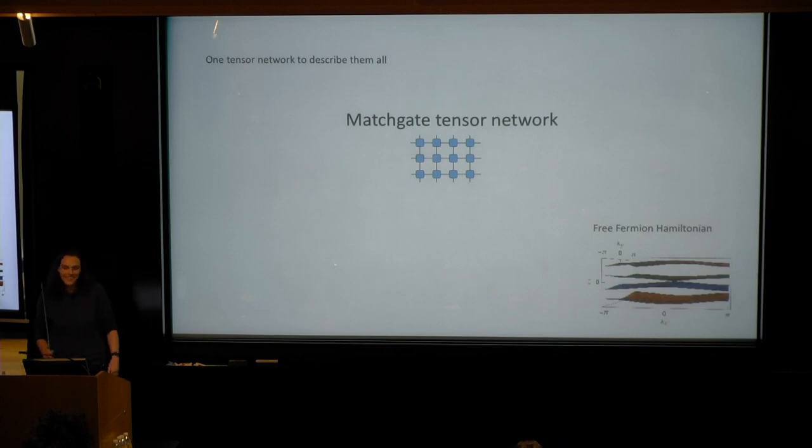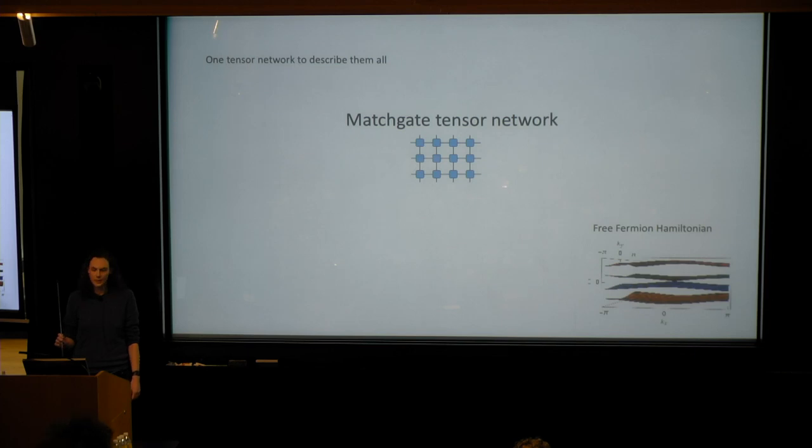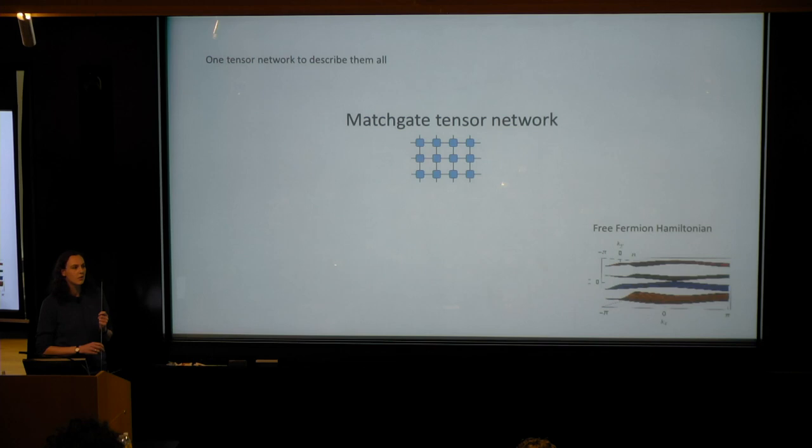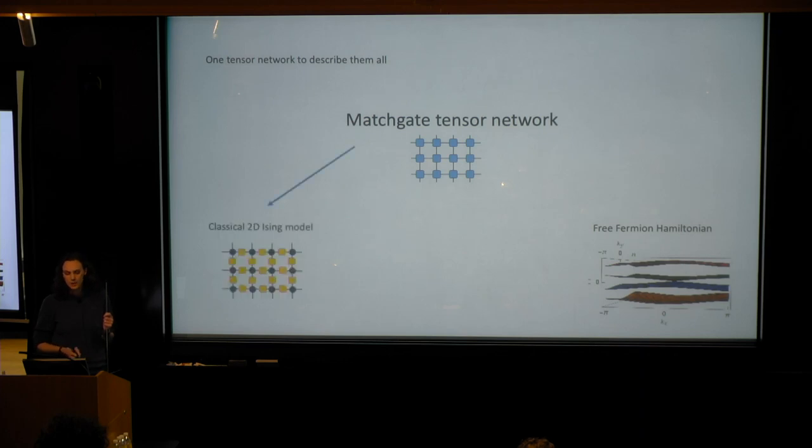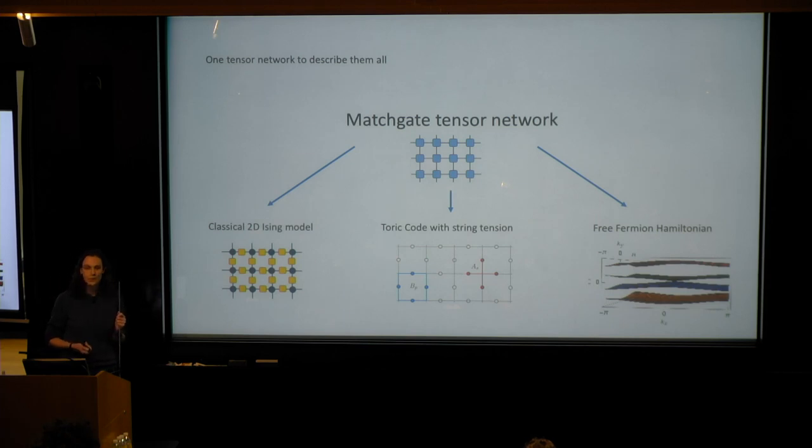Okay, so in my talk, I'm going to just consider one single tensor network. And I'm going to explain to you how this single tensor network can describe three completely different physical systems or physical objects. One is the partition function of a classical 2D Ising model. The next one is the correlation function of the ground state wave function for a toric code with string tension. And then the last one is a free fermionic Hamiltonian.